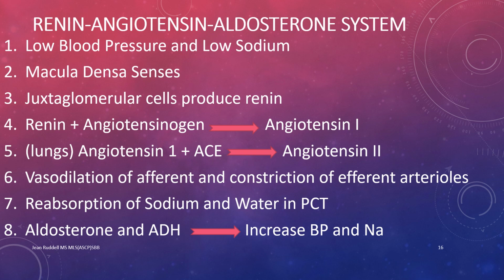When angiotensin 1 reaches the lung, it encounters angiotensin converting enzyme, or ACE, and is converted to angiotensin 2. Angiotensin 2 causes vasodilation of the afferent arterioles and constriction of the efferent arterioles, which stimulates the reabsorption of sodium and water in the proximal convoluted tubules, which then triggers the release of the sodium-retaining hormone aldosterone from the adrenal cortex and antidiuretic hormone from the hypothalamus. As the sodium and blood pressure increase, the level of renin decreases due to a negative feedback system.